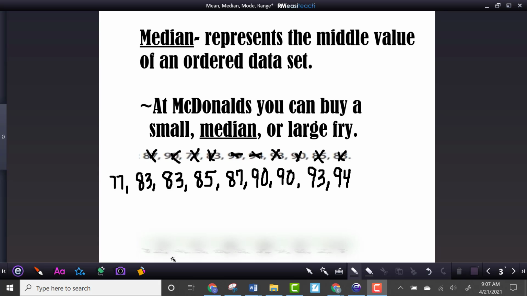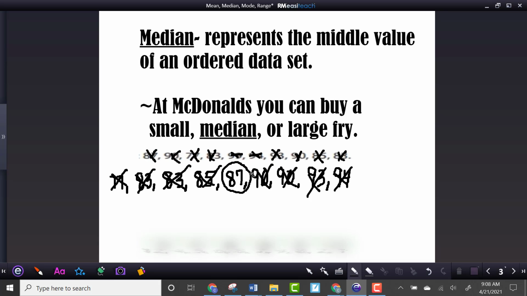Now let's take a look at how you find the median when you have an odd amount of numbers. This is very simple. Still crossing out from left to right, what I did is I just took the 99 off, so now we have 9 numbers. So I'm going to cross out from left to right until I have one number left over.